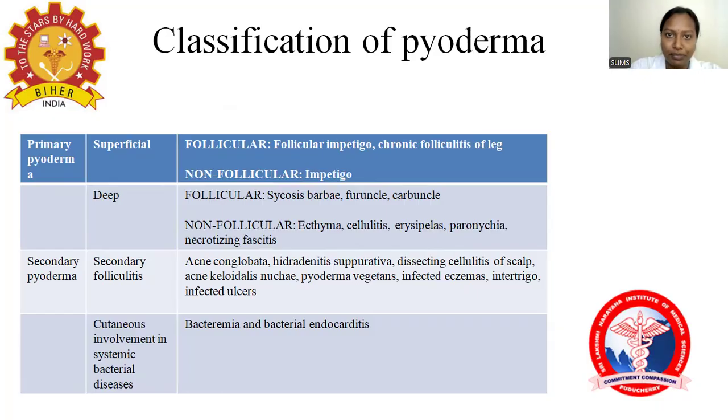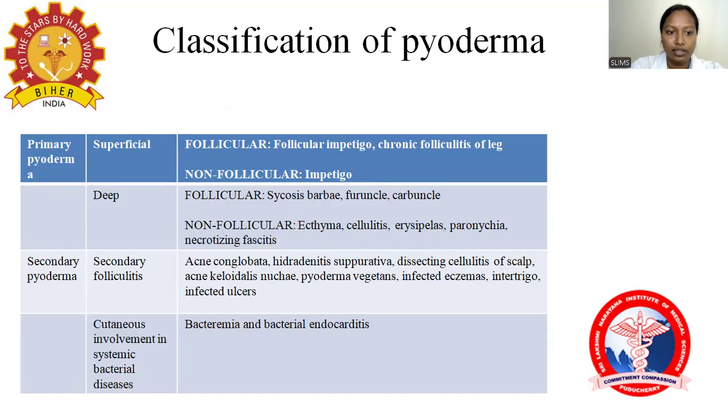Now going into deeper infection. Again, in deeper, we are dividing into two types, follicular and non-follicular. When the infection goes still deeper than the superficial follicular level, it presents as a nodular skin lesion. Some examples are sycosis barbae, furuncle, and carbuncle. And coming to non-follicular causes, there are ecthyma, cellulitis, erysipelas, paronychia, and necrotizing lesions.